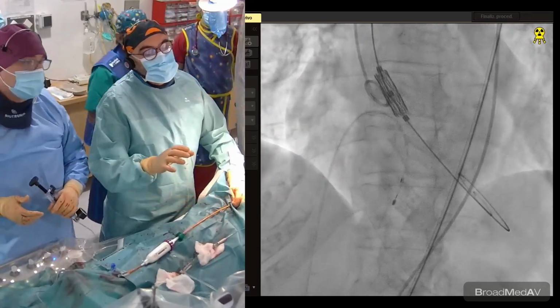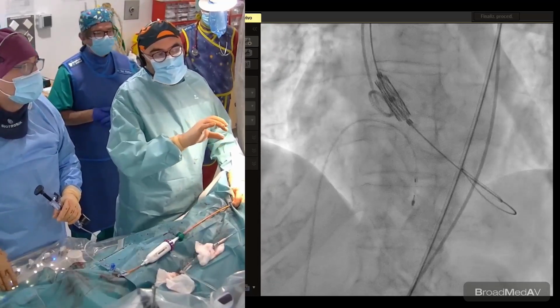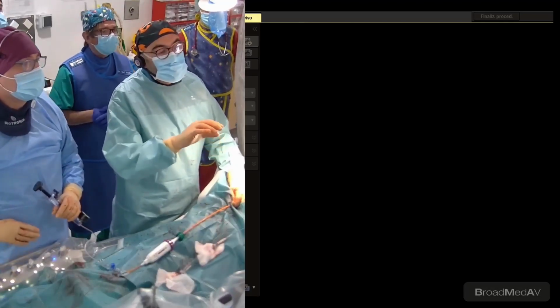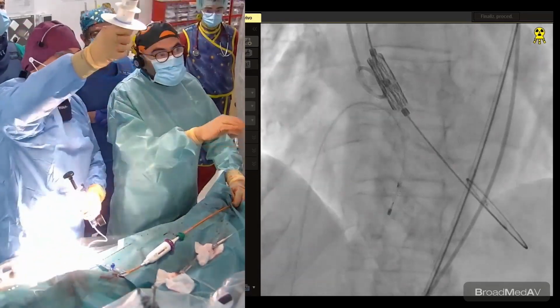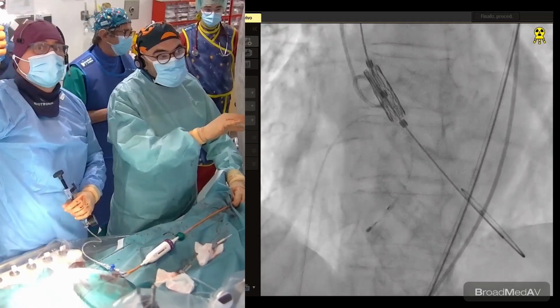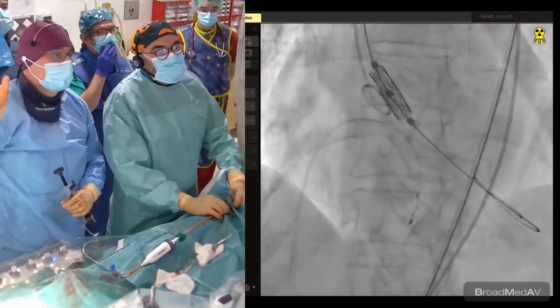The position of the valve is not very easy to appreciate, but there are some radiopaque bands. The idea is to use the second radiopaque band to position the valve with the annulus.